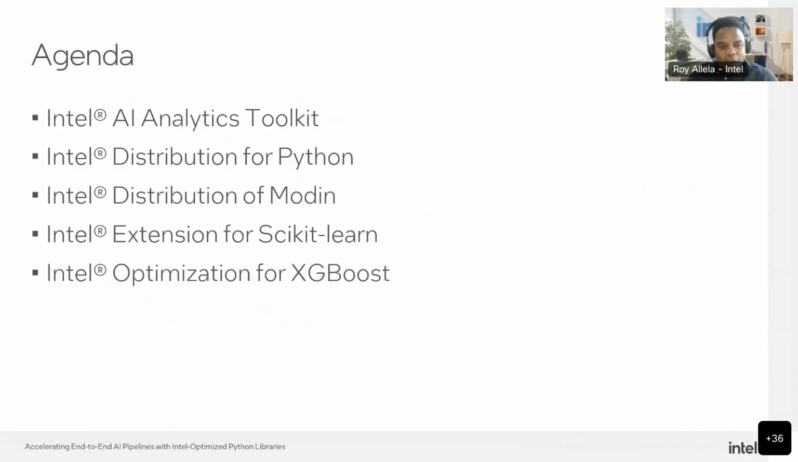So we'll start by having a quick recap of the Intel AI Analytics Toolkit. We'll then cover the Intel Distribution for Python. We'll then talk about the Intel Distribution of Modin and how it accelerates pandas. Then we'll look into the Intel Extension for scikit-learn and how you can accelerate your training and inference with this extension. And finally, wrap up with the Intel Optimization for XGBoost.